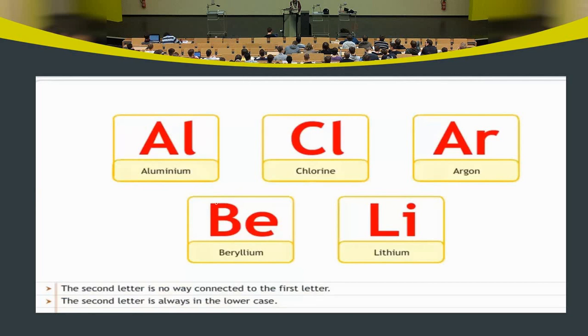According to the second rule of the IUPAC, if the name is given with two letters, the first would be the capital letter and the second will be the lowercase or small letter. For example, aluminium Al, chlorine Cl, argon Ar, beryllium Be. So according to IUPAC, if you are taking two letters, the first will be uppercase and the second lowercase. This is the IUPAC name and symbol.